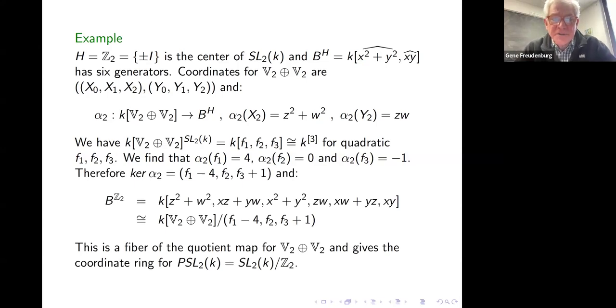So therefore, the kernel of this map is generated by these 3 polynomials. And the ring of invariants then, as I said, is generated by, I'm just spelling out what these 6 generators are here. But it's isomorphic, therefore, to the quotient using that ideal, right? This is a fiber of the quotient map for V2 plus V2, and it gives the coordinate ring, of course, for PSL2, right? So that's the simplest example, right?